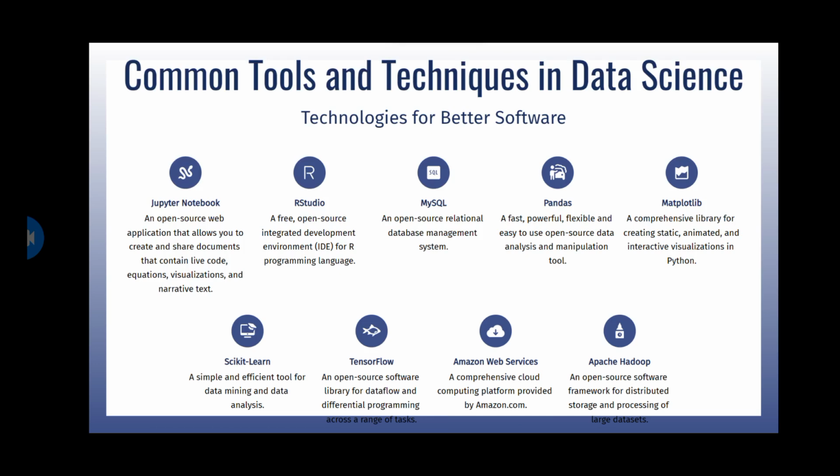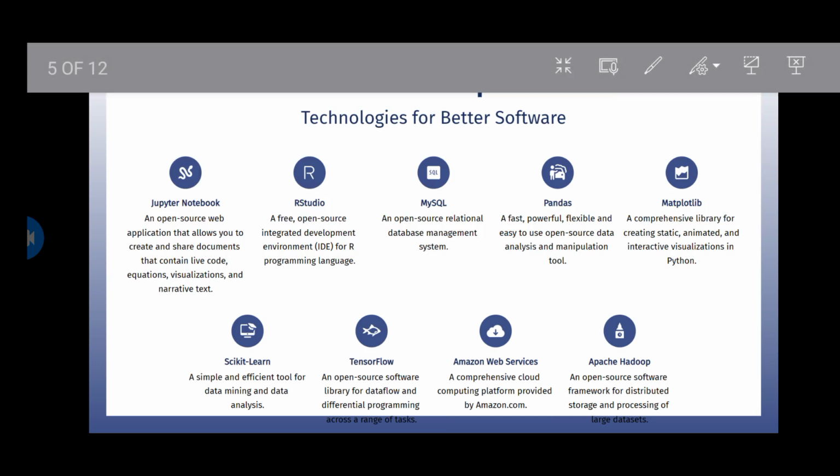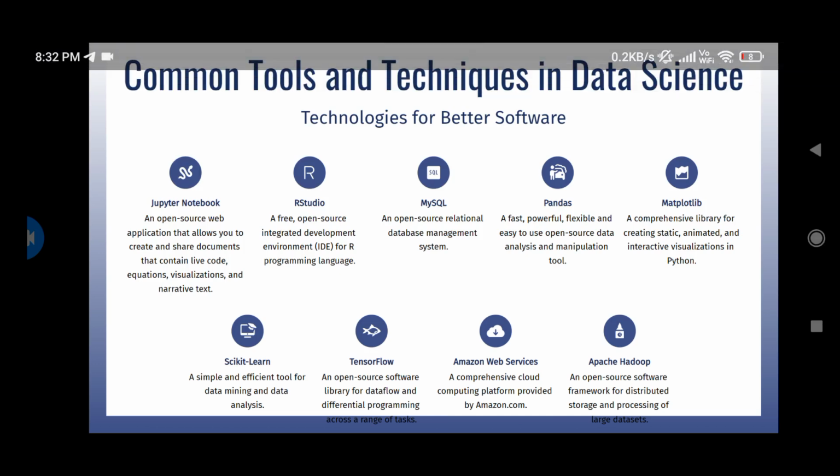Next comes Amazon Web Services. After doing the project, we should deploy, and after getting this all, we use AWS, a comprehensive cloud computing platform provided by Amazon.com. Next, Apache Hadoop, an open source software framework for distributed storage and processing of large data. These are the common technologies and techniques in data science for better software development which you will use.